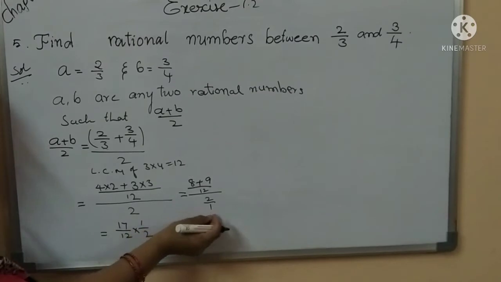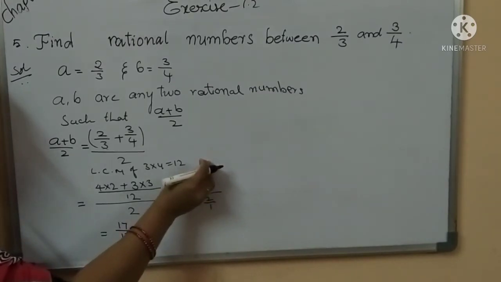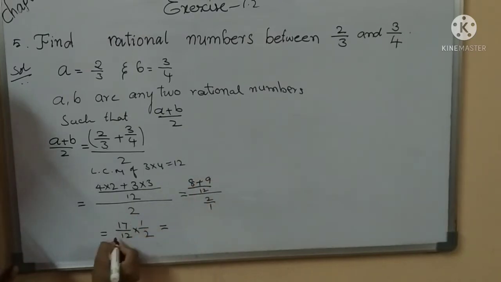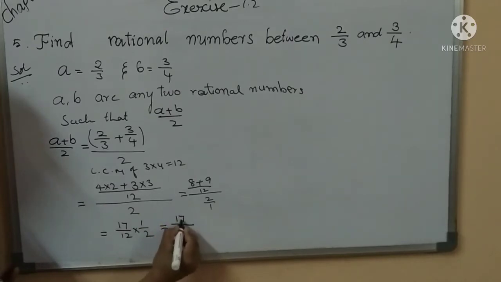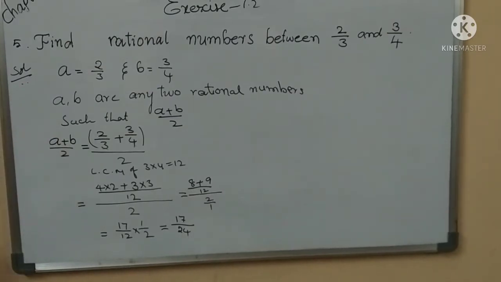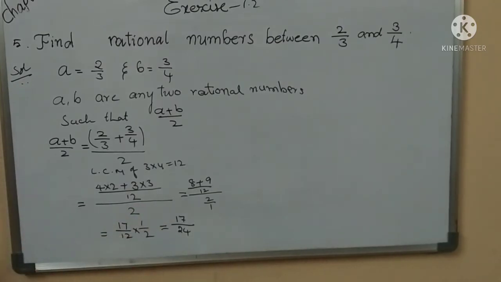So the fraction changes, we take the reverse fraction, because it has gone to the up. So here 1 by 2. Here the symbol is multiplication: 1 17s are 17, by 12 2s are 24. So the rational number between 2 by 3 and 3 by 4 is 17 by 24. Understand? This is the fifth problem.